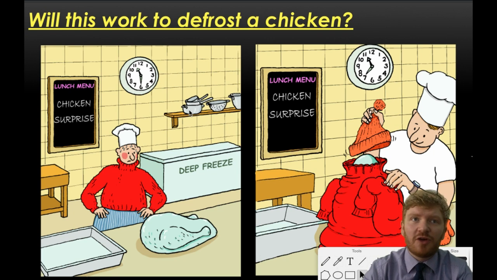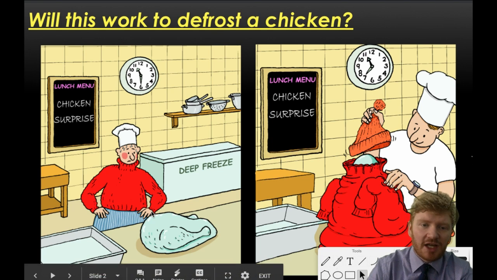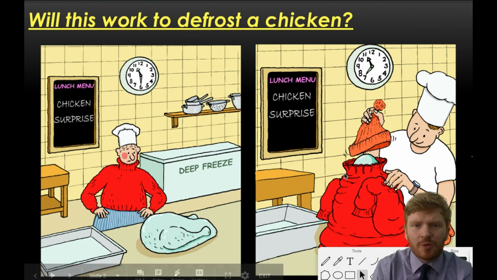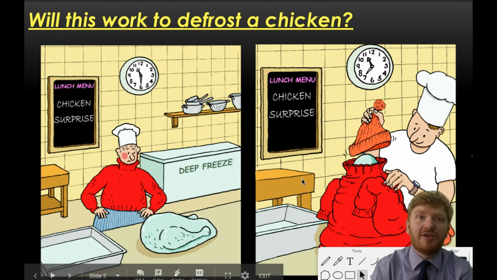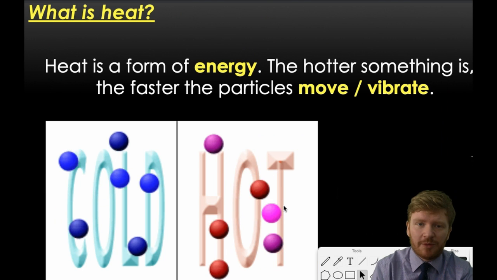So I want to start off with a big question for you. Look at this picture. I've got a guy here whose chicken is frozen. So he's put it in the deep freezer and it's now frozen. So he's got to serve up lunch in a minute. So he decides, I know what, to get it hot, I'm going to put loads of really, really warm clothes on there. Is that going to work? Will his chicken defrost in time to serve it up for lunch by putting loads of clothes on there? And by the end of this unit, you're going to be able to tell me whether that will work or not.